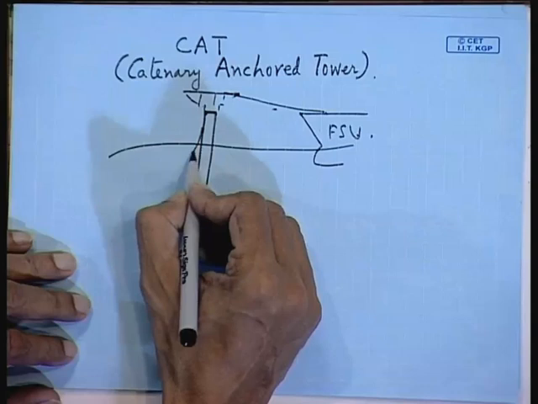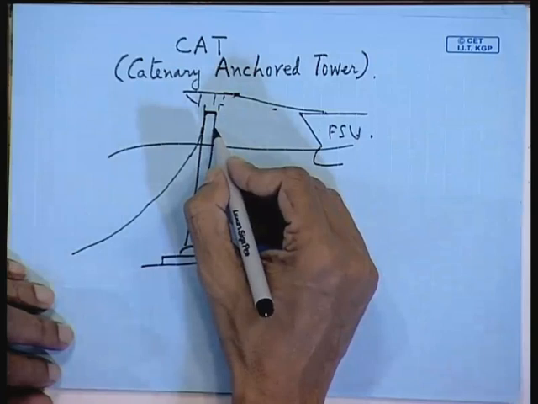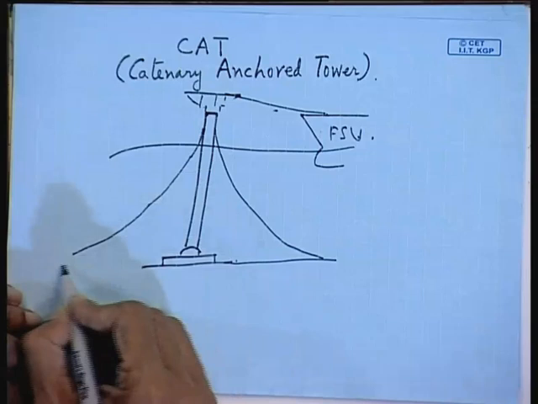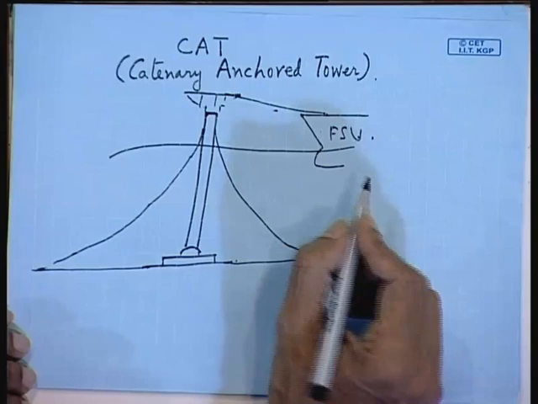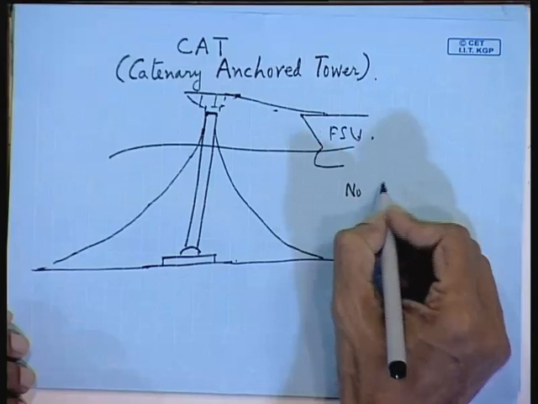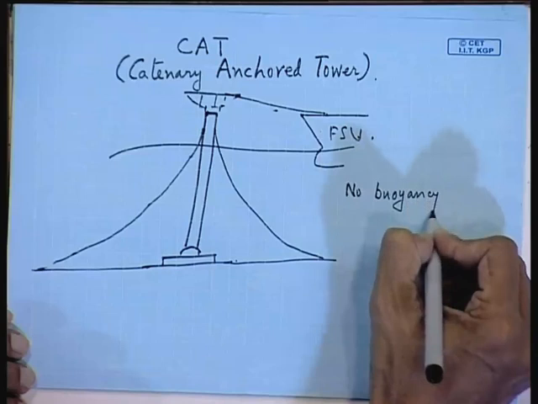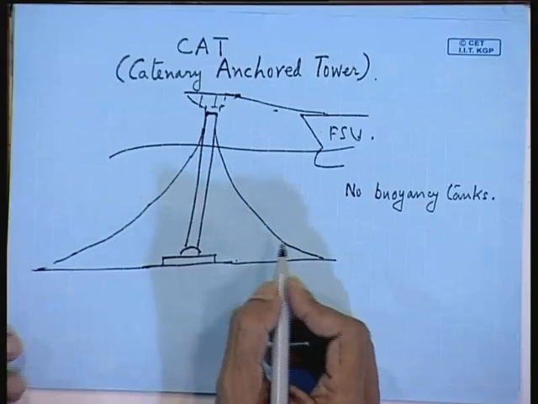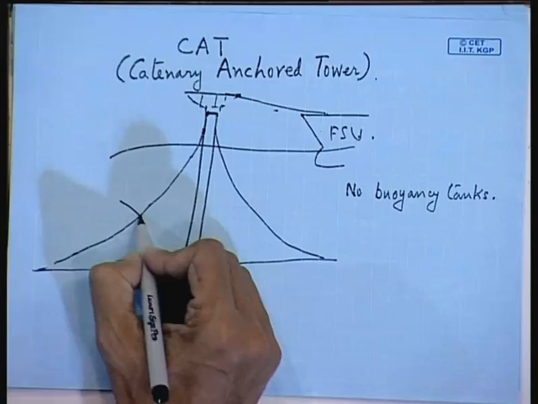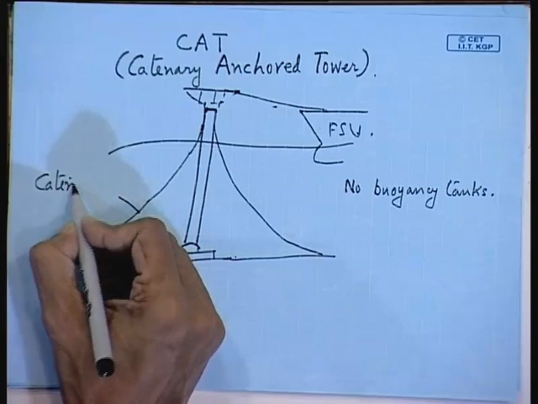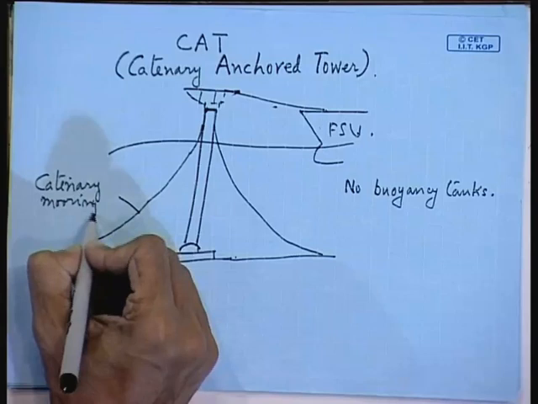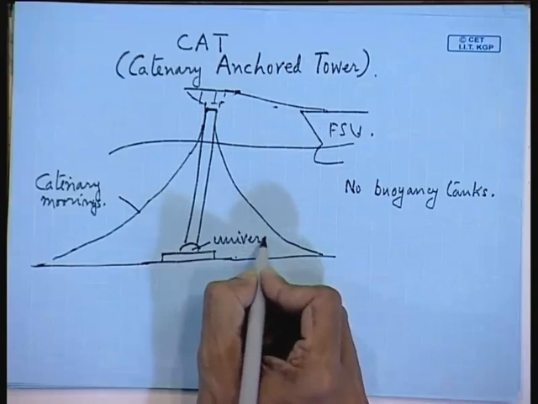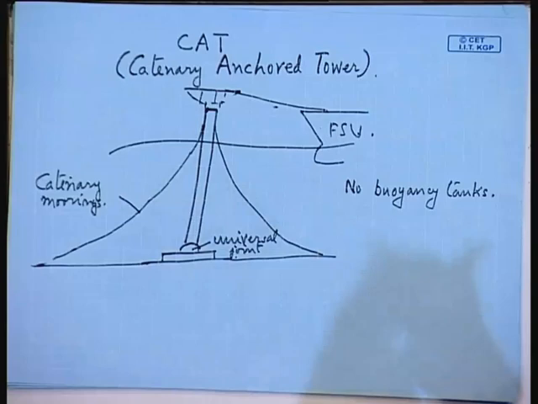But the only difference is you moor it by means of a chain. The column is actually moored by means of catenary chains. And the other thing that you can notice is no buoyancy tanks. So these are very tall and slender structures, no buoyancy tanks, catenary anchor chains. Catenary moorings. Universal joint. So this is the specialty.